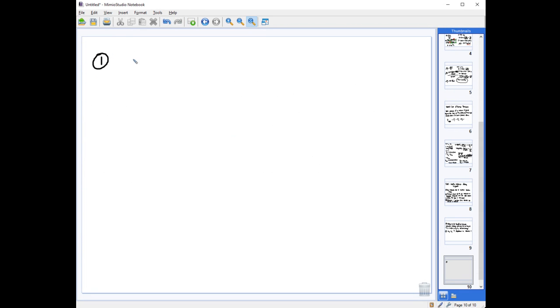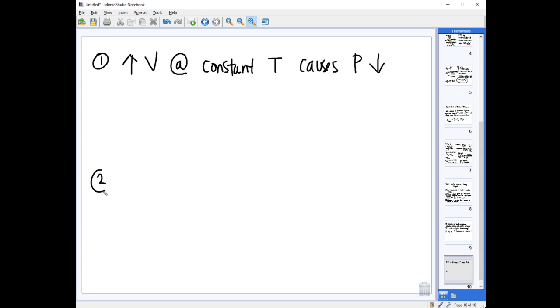One, an increase in volume at constant temperature causes pressure to decrease. And then number 2, leave some space if you're taking notes here. A temperature increase at constant volume causes pressure to increase.